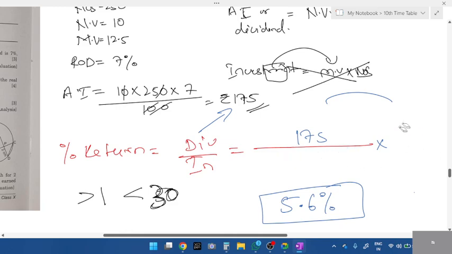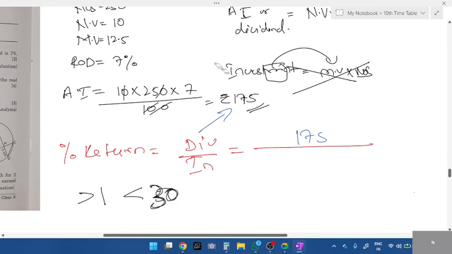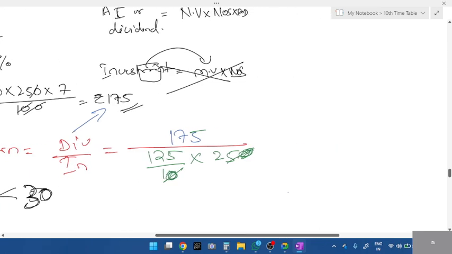Look here. Think you're not going to multiply by 100. If you don't multiply by 100, what are the values? Can you once again tell me? 175 divided by 12.5 into 250. 0 and 0 get cancelled, right? Now use the 25 times table. 25 ones are how many times?